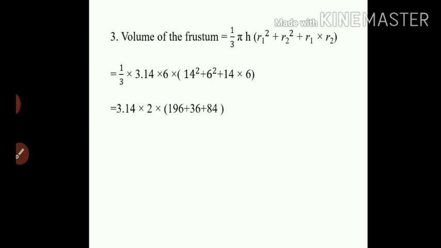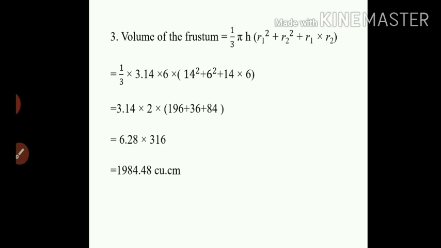So I am getting 2 multiplied by 3.14, and in the bracket, 14 square is 196, plus 6 square is 36, plus 14 multiplied by 6 will be 84. So again I will solve the bracket first, that is 196 plus 36 plus 84 will be 316. So 3.14 multiplied by 2 will be 6.28, multiplied by the sum of all the numbers in the bracket, which is 316. So when you multiply this, 6.28 multiplied by 316 will be equal to 1984.48 cubic centimeter, that is the volume of the frustum.